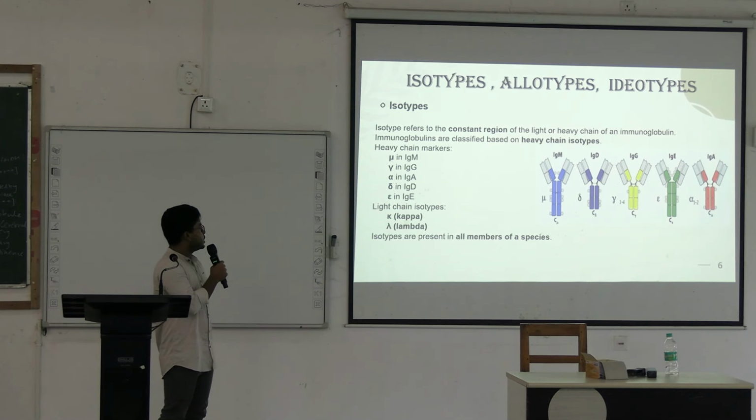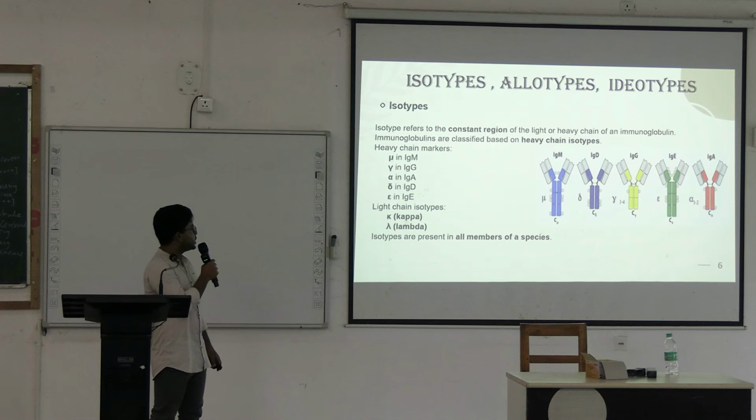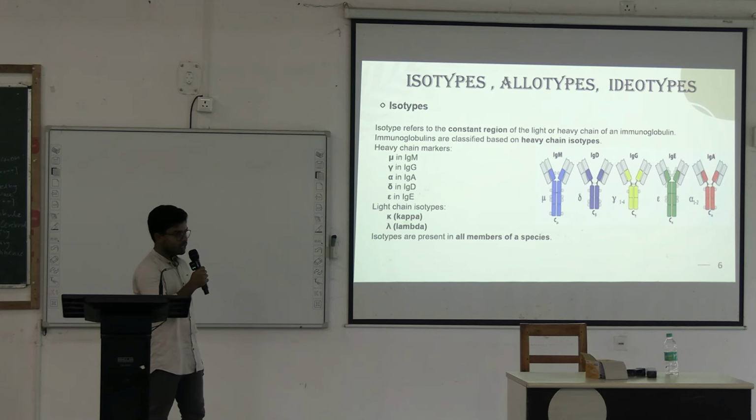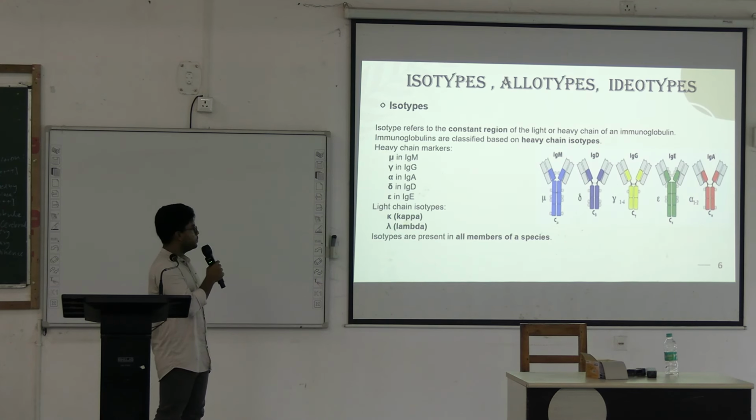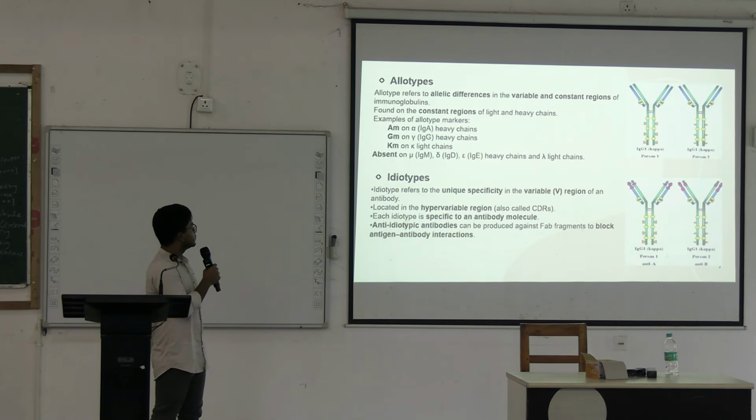Isotypes, allotypes, and idiotypes. Isotype refers to constant region of the light or heavy chain of an immunoglobulin. Immunoglobulins are classified on the basis of heavy chain isotypes. Heavy chain markers: mu in IgM, gamma in IgG, alpha in IgA, delta in IgD, and epsilon in IgE. Light chain isotype: kappa and lambda. Isotypes are present in all members of species.